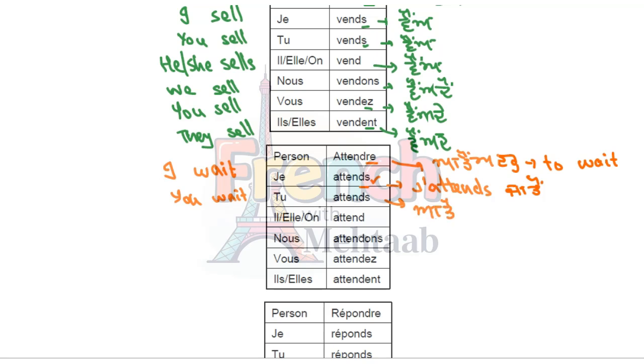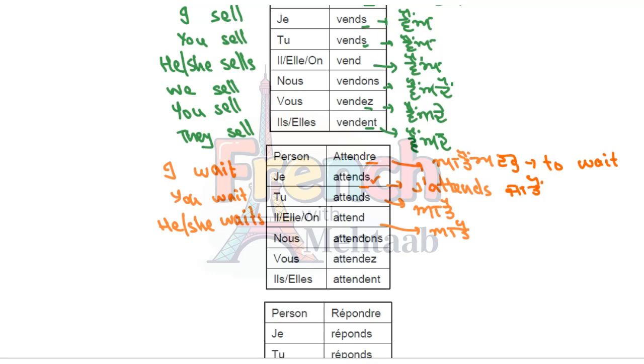Tu attends. Now, if you want to say that he waits or she waits, then we would just remove RE. With the third person, we just remove the RE from the end. We would not add any termination here. And this would also be pronounced as attend because the D at the end, we don't pronounce it, okay?